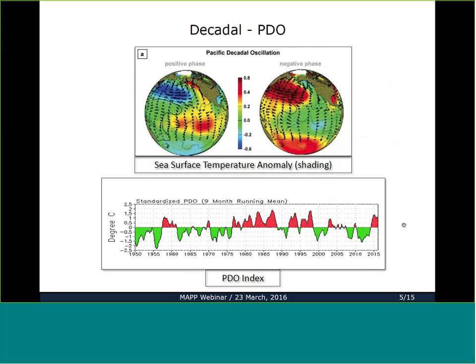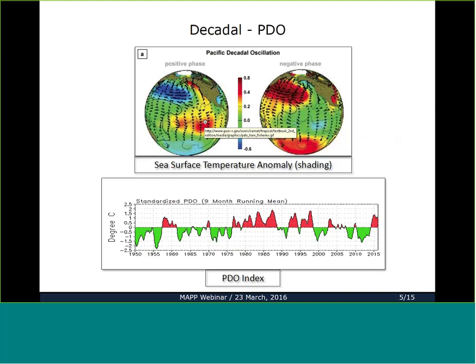There are modes of variability in the ocean related to the decadal time scale, and there are two of those which are most prominent. One is called the Pacific Decadal Oscillation, and as the name might indicate, it occurs in the extratropical and tropical Pacific Ocean.